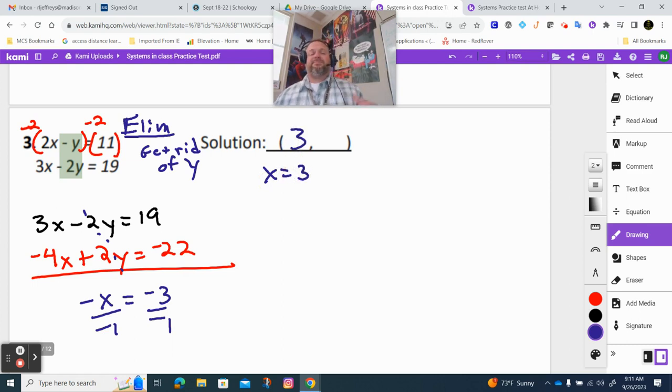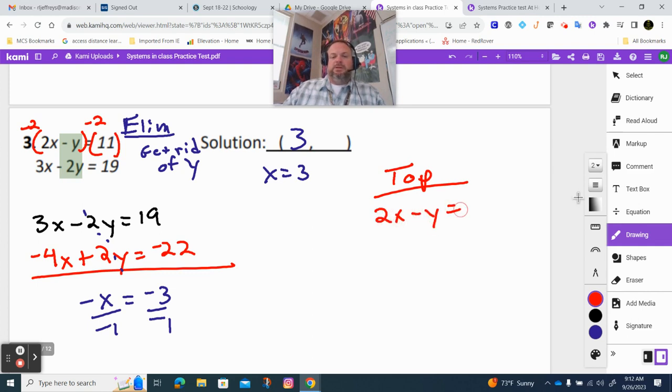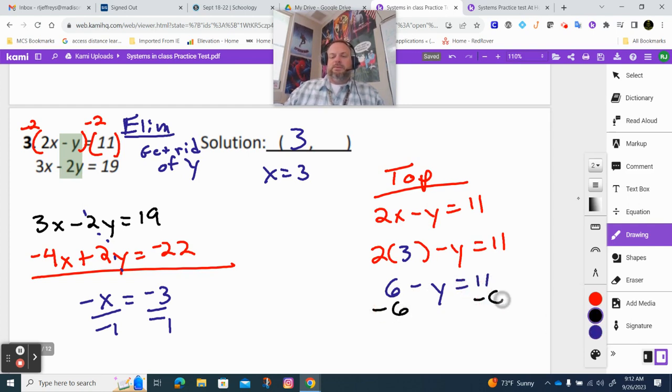Now I could choose either one, top or bottom, to plug in. Which one do y'all want to use? Top, okay. 2x minus y equals 11. So 6 minus y equals 11. So y equals negative 5.